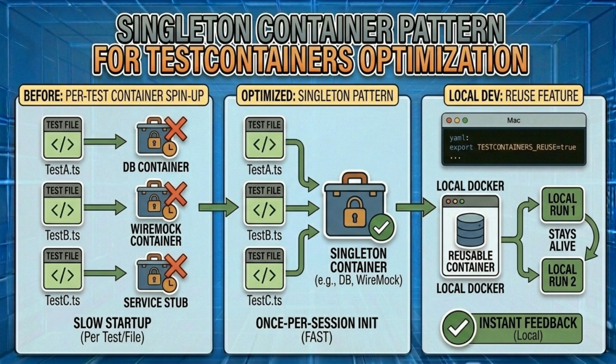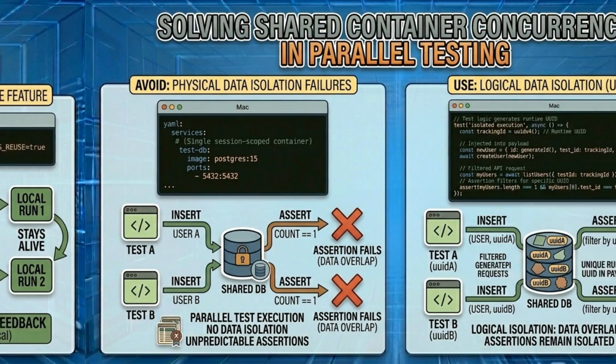The architectural best practice for optimizing execution speed with test containers is the Singleton Container Pattern. Under this model, a single instance of your service stub, database, or WireMock container initializes exactly once at the start of the entire test session, rather than rebooting per test file or per test. This allows you to bypass the severe compute and memory constraints of standard CI nodes. Furthermore, by enabling the test containers reuse feature in your local environment, the singleton stays alive between test runs, giving you the speed of Docker Compose locally while maintaining pristine ephemeral isolation in CI.